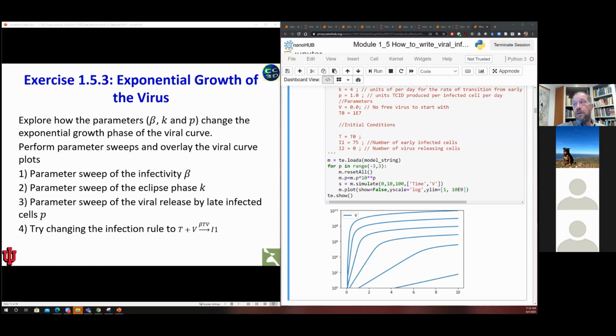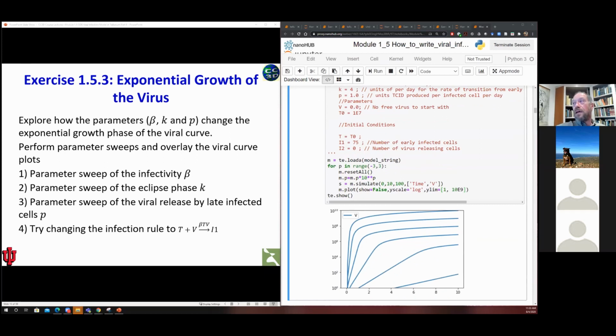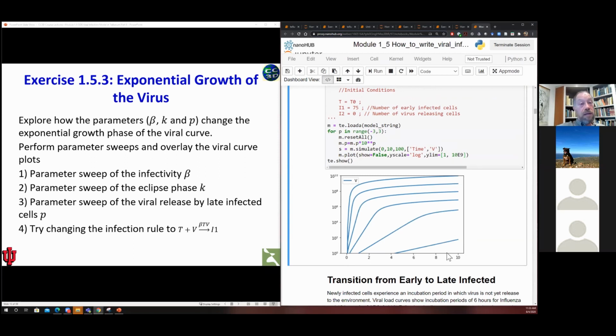Somebody says, what is 0, 10, 100 doing in simulate? 0, 10 tells you how long the simulation runs. I don't have labels on this axis here. I should probably have included some labels. But the x-axis, as you'll see in my graph, goes from 0 to 10. Remember, we specified things so that the time is measured in days. And so m.simulate 0, 10 says to simulate for 10 days.